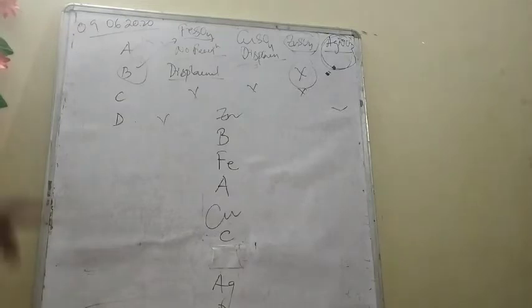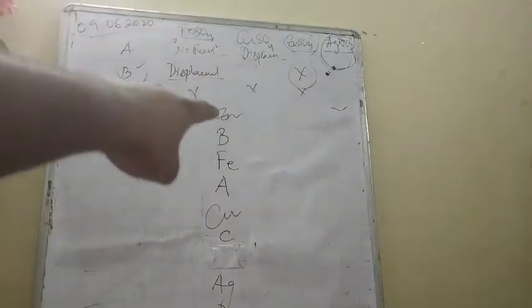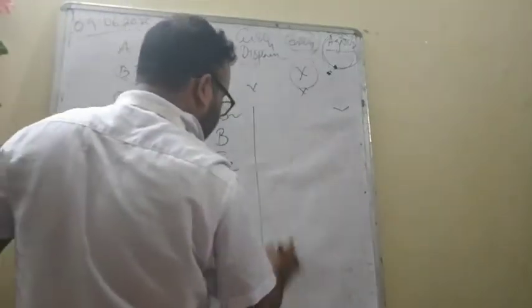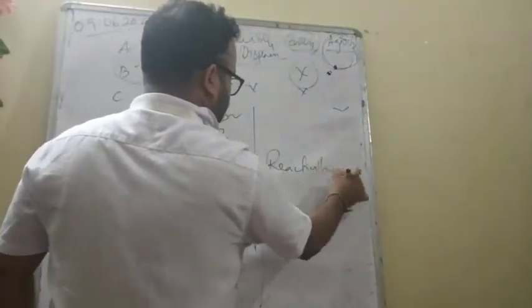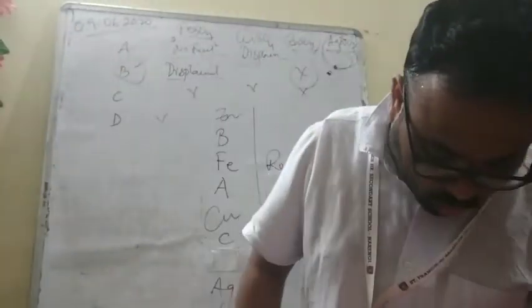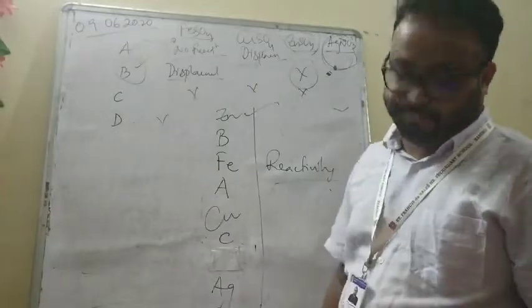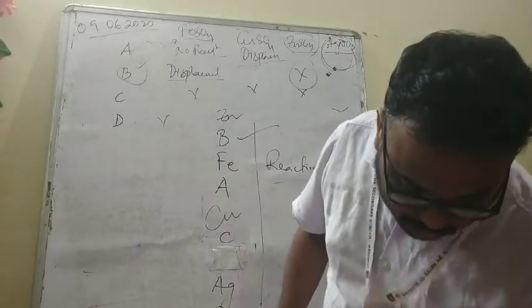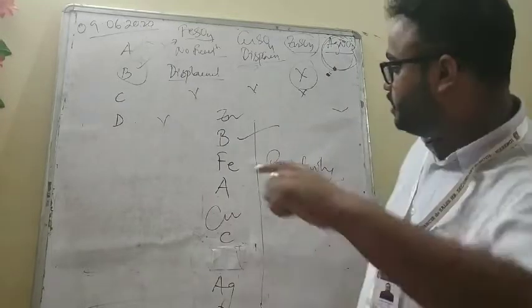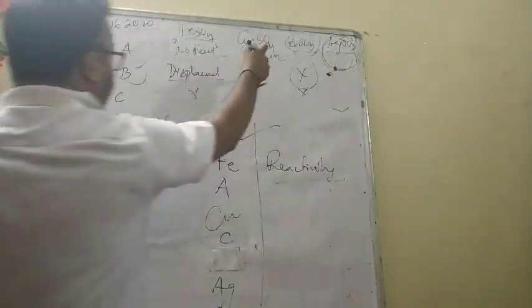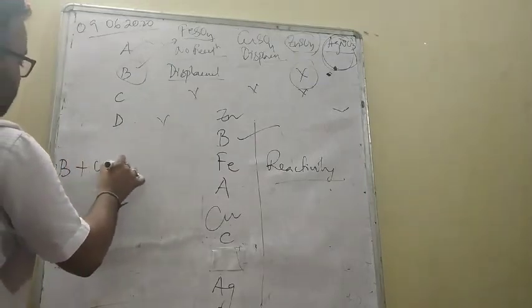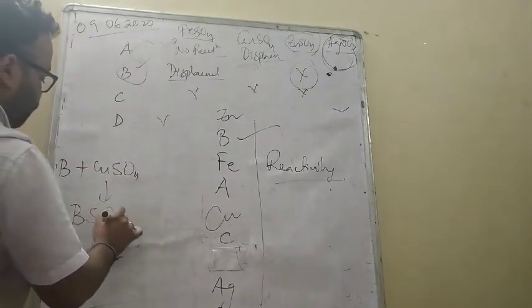So this is the reactivity series you are getting here: Zn, B, Fe, A, Cu, C, Ag, D. Now, which is the most reactive metal? Zinc. Which is the most reactive metal among A, B, C, D? B. What would you observe if B is added to a solution of copper sulfate? It will displace. B plus CuSO4 gives you BSO4 plus Cu.